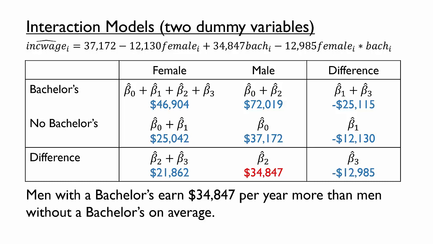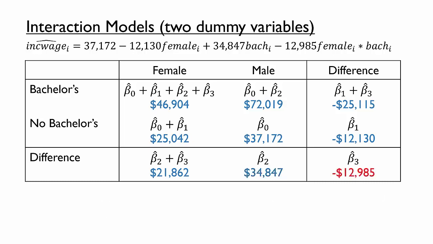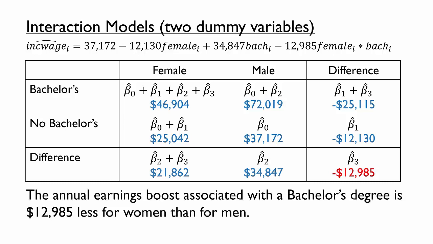That is, men with a bachelor's degree earn $34,847 per year more than men without a bachelor's degree on average. We can compare these two values using the difference in differences. This value tells us that the annual earnings boost associated with the bachelor's degree is $12,985 less for women than for men. Note that this difference in differences also answers our motivating question. Although women and men both appear to benefit from earning a bachelor's degree, the benefit for women is smaller.